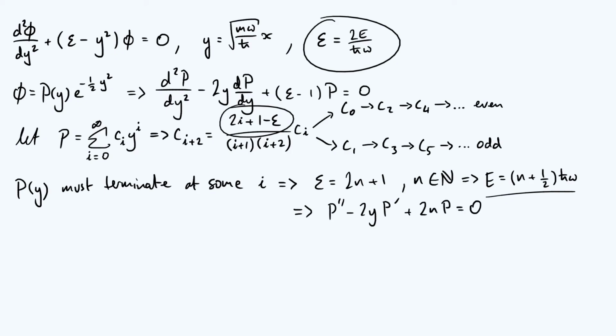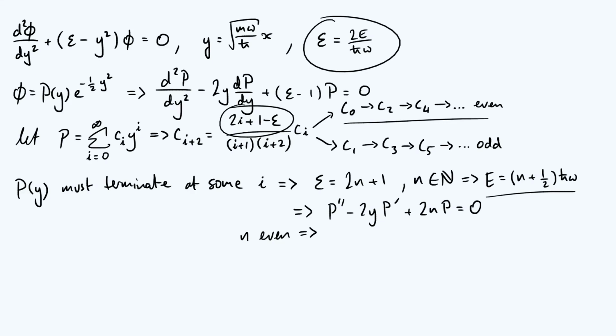Now we can also learn something about the symmetry of the wave functions from this quantization of energy. So we're going to consider separately the cases where n is even and where n is odd. So let's first say that n is even. Now, if n is even, that means that your even solution, remember we said you have these two independent solutions, the one that has all the even powers of y and then the one that has all the odd powers of y. If n is even, then the even solution is guaranteed to terminate at some particular value of i when i is equal to n.